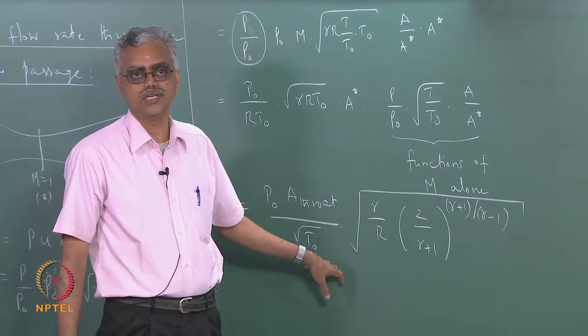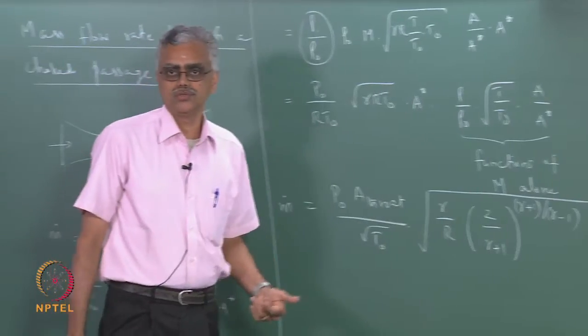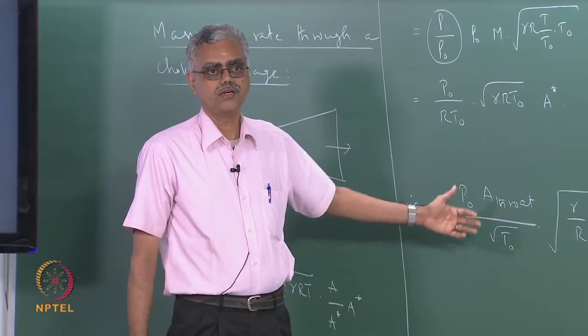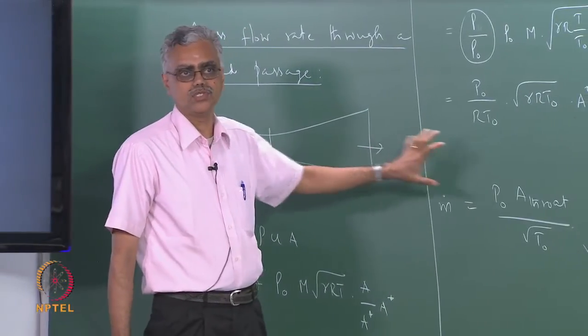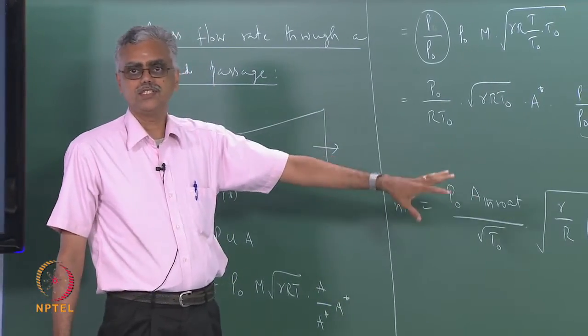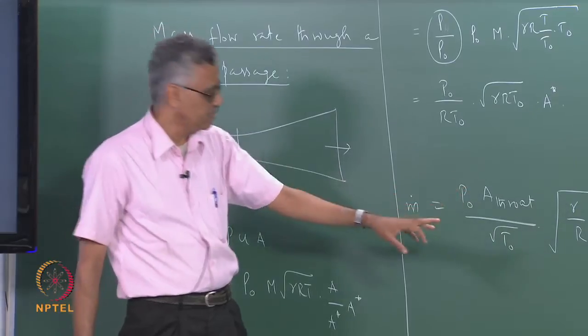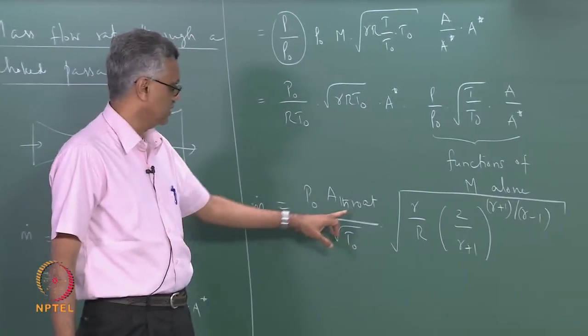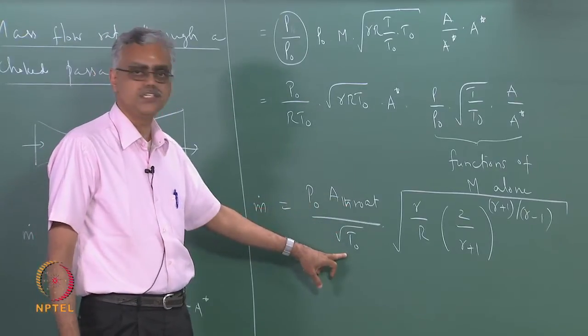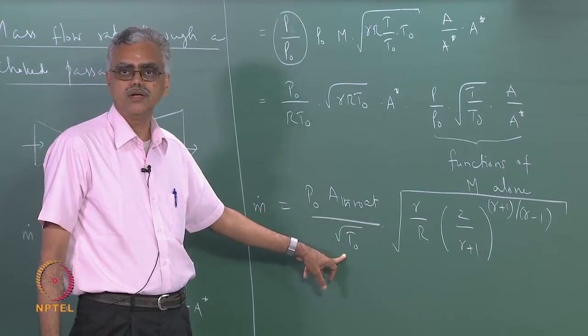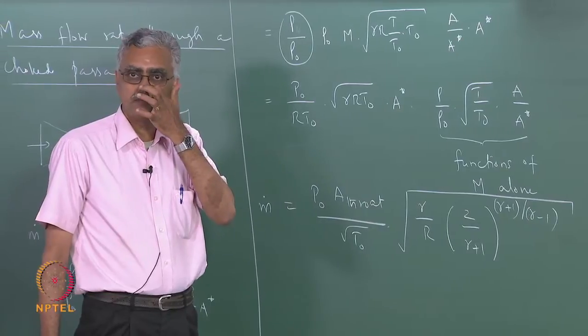So, what this tells you is that once the flow is choked, we cannot control the flow by adjusting the downstream conditions. Once the flow is choked, I can adjust the mass flow rate only by adjusting these quantities. For example, I can change the throat area, I can change my stagnation pressure, or I can change my stagnation temperature, but not any of the downstream quantities.